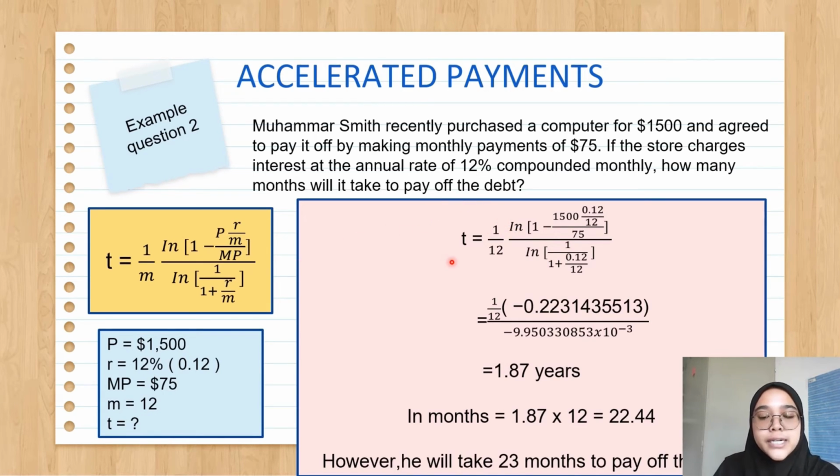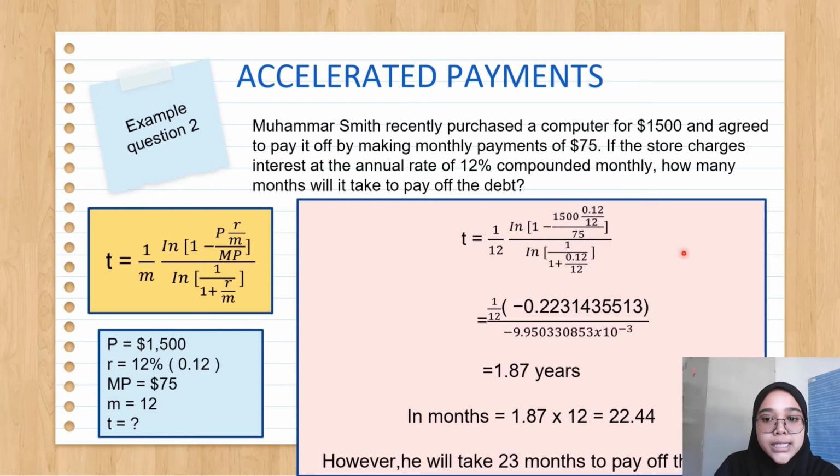First we convert our numbers into the formula, and it becomes t equals 1/12 multiplied by natural log of 1 minus 1500 multiplied by 0.12 over 12 over 75, over natural log of 1 plus 0.12 over 12, and it becomes 1 over 12 multiplied by negative 0.2231435513 over negative 9.950330853 times 10 to the power negative 3, and we get t is 1.87 years.